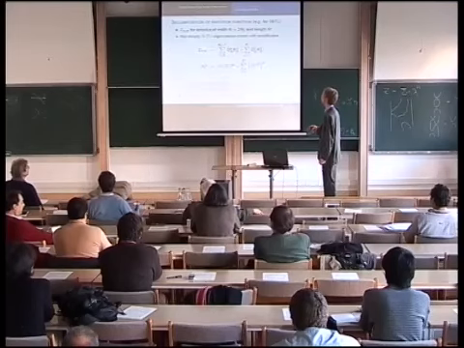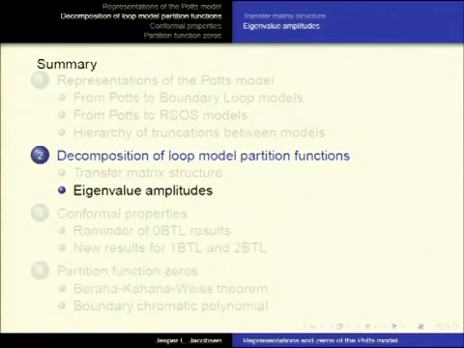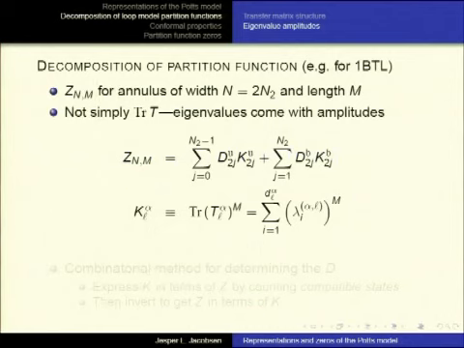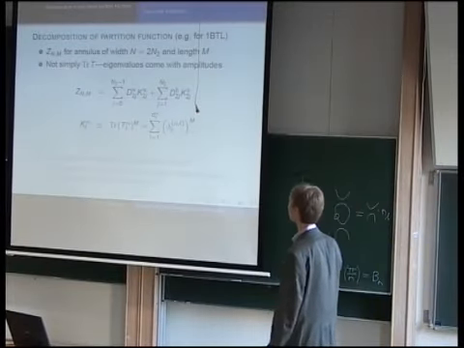Okay, so that leads me naturally to my next thing: the eigenvalue amplitude. Identifying top and bottom is going to mean that my eigenvalues come with some amplitude. The partition function for an annulus of width n and length m, I shall take the width to be even, is not simply the trace of the transfer matrix, the trace of T to the n I should have written. The eigenvalues come with amplitudes, and those amplitudes I can work out.